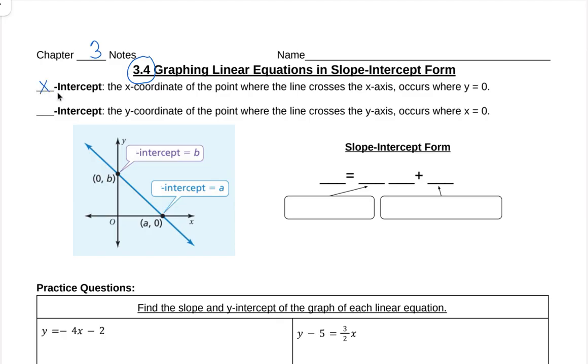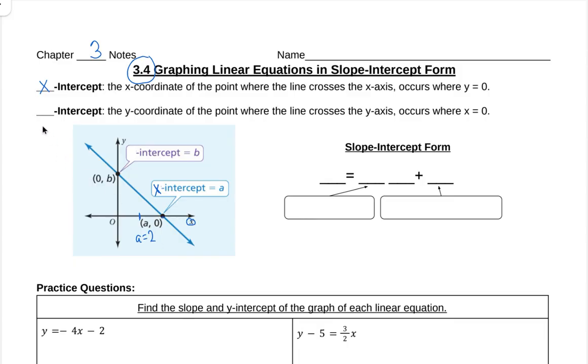So the x-intercept is the x-coordinate of the point where the line crosses the x-axis, and that occurs when y equals 0. So for example, we have this line, and we're seeing that it crosses the x-axis right here, and they're using a to be a variable for the number at which the line crosses the x-axis. And so that is the x-intercept. So let's say example a equals 2. We would say the x-intercept is 2, which means the line crosses the x-axis at 2. Okay, so if I were to give myself some points here.